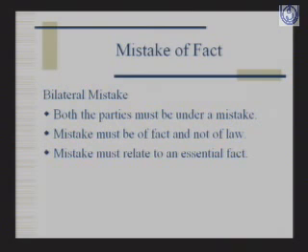You see in the bilateral mistake under the chart we have shown you, it is of two types: subject matter and possibility of performance. Then coming to the mistake of fact, bilateral mistake. In case of bilateral mistake under section 20, the contract is void because both parties are under a mistake.